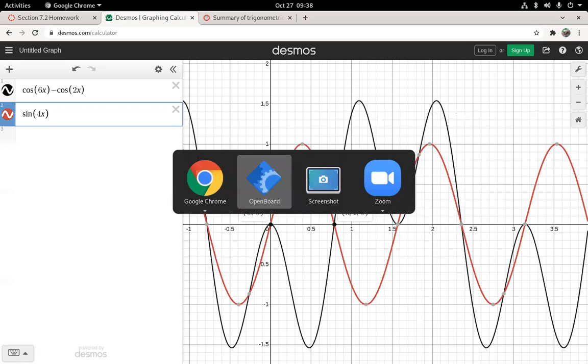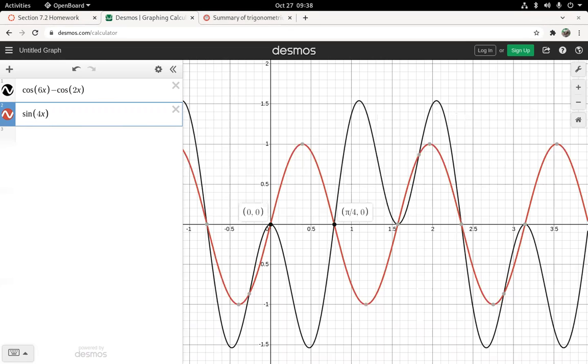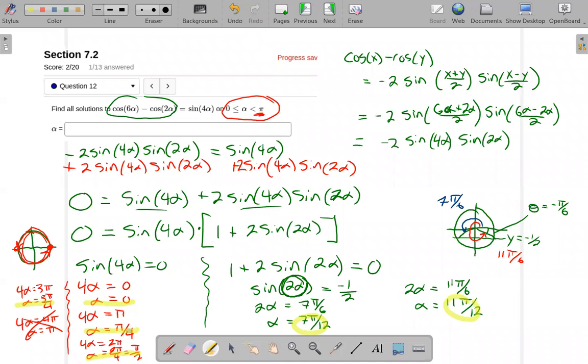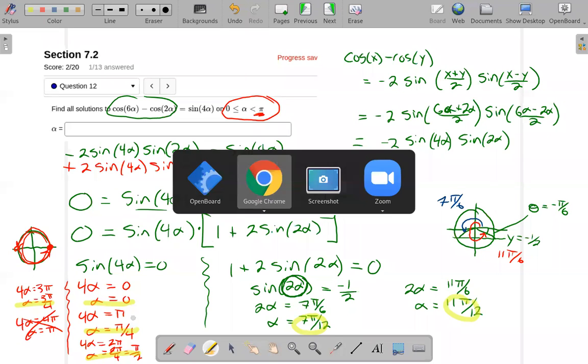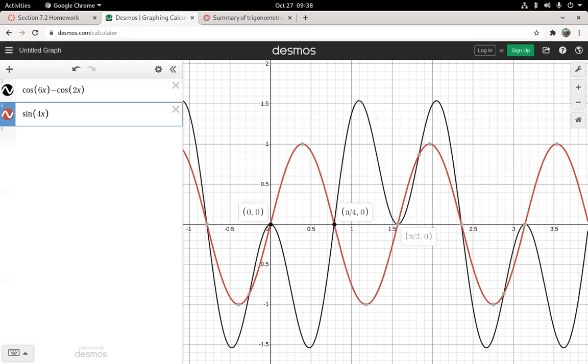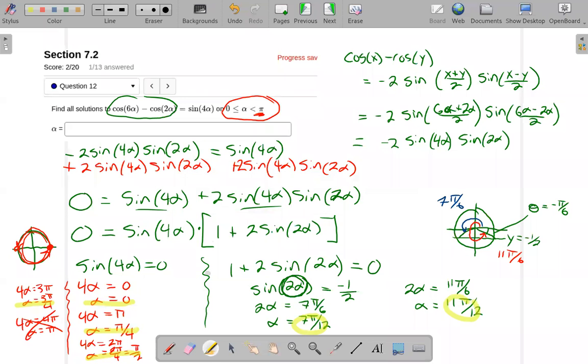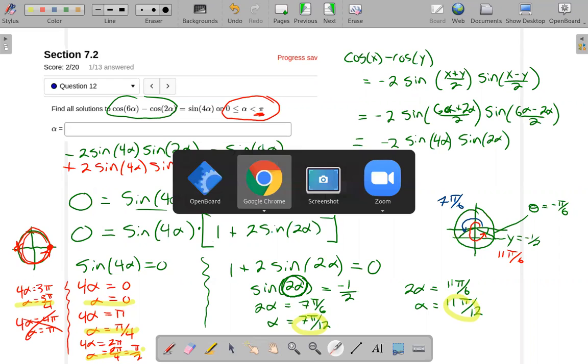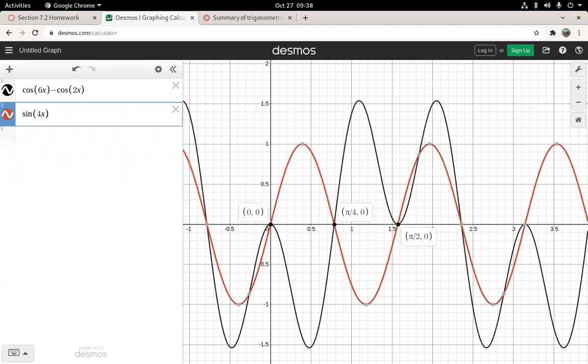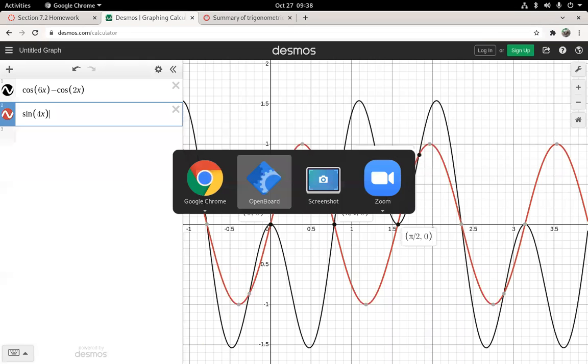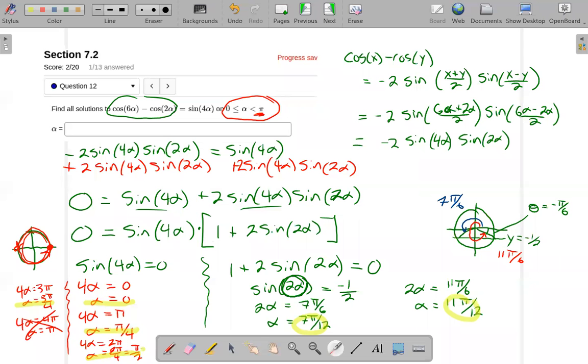Let's look back at our notes. Yeah, pi over 4 was the next one we found. Cool. Next one happens at pi over 2. Yep, pi over 2 down here. Switch to this down there. Next one here, 7 pi over 12. I believe that came from the other part of this equation. Oh, there's my 7 pi over 12.